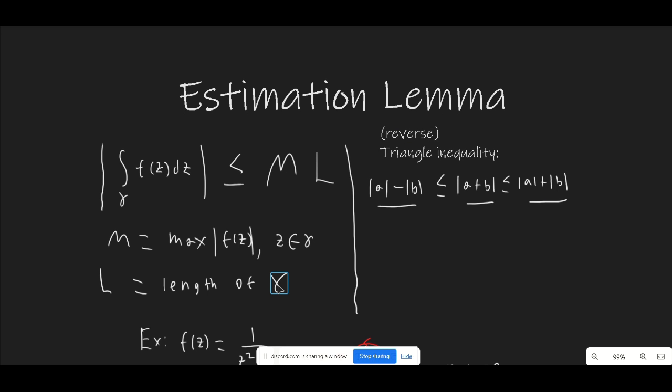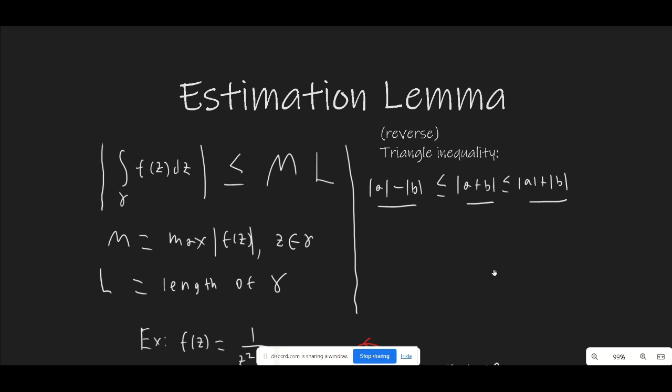And then we're also going to be using the triangle inequality quite a bit. This is just something to keep in mind. For two complex numbers, a and b, the modulus of a minus the modulus of b is less than or equal to the modulus of a plus b, which is less than or equal to the modulus of a plus the modulus of b. And that's very important. So let's just go straight into a worked example, because I think that's the best way to show how to do this.